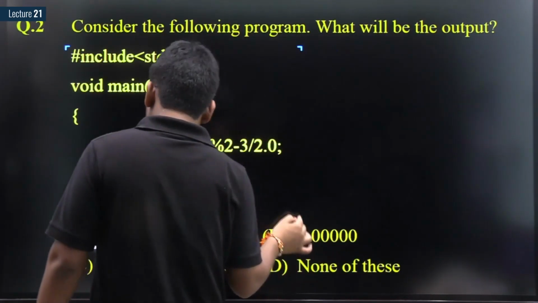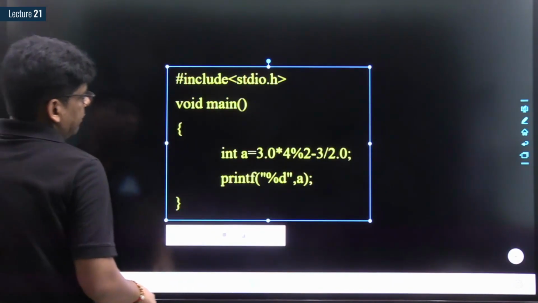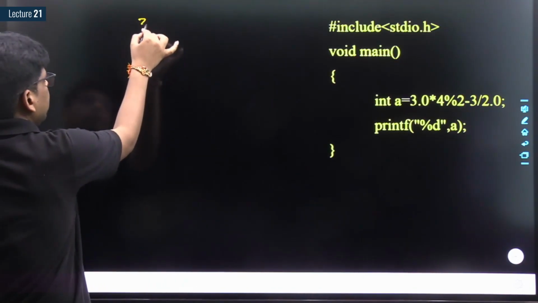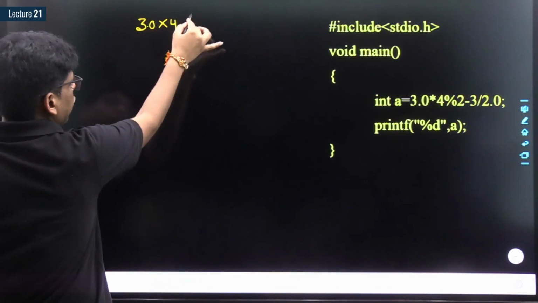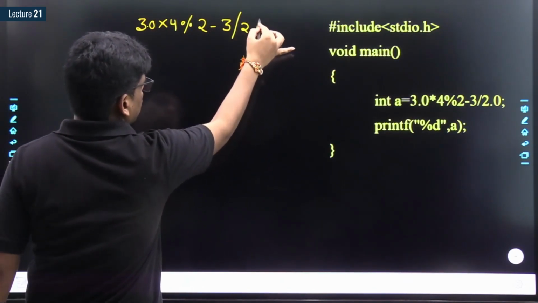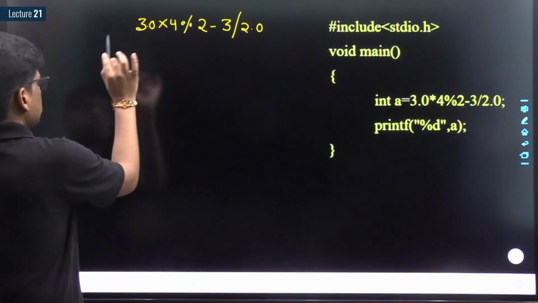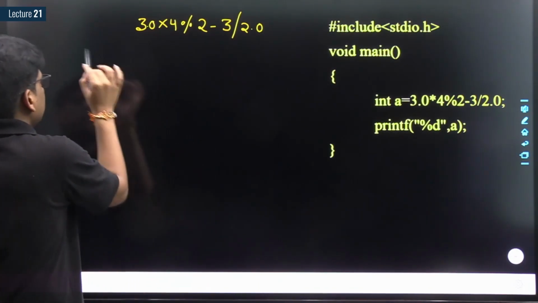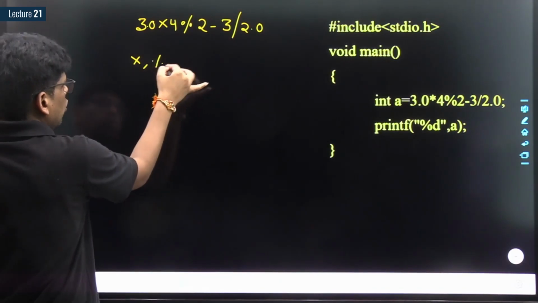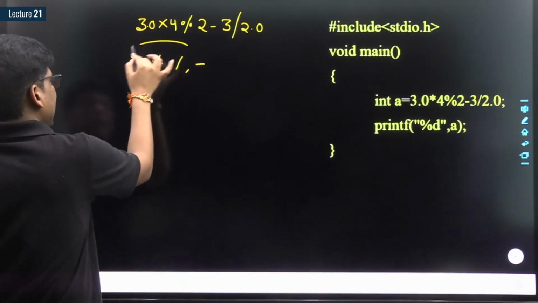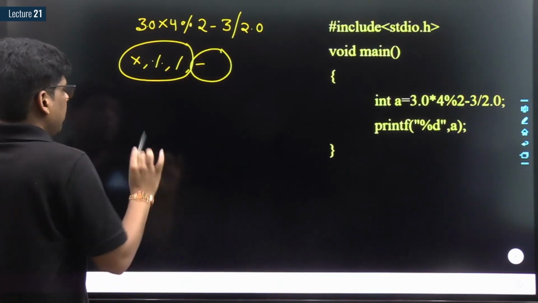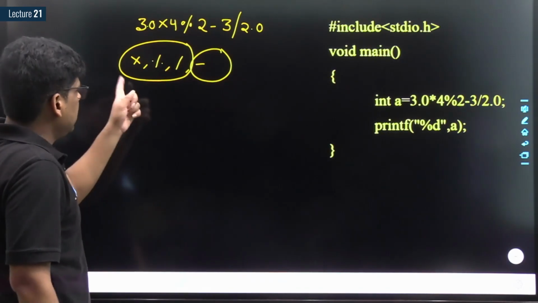Sir, again, this question is also based on operator concept. Okay, sir. We have 3.0 multiplied by 4 modulo 2 minus 3 divide 2.0. As a student, how will you solve it? Most of the students say multiply, modulo, divide, minus. Sir, the priority of these 3 operators is high and of this operator is low. Okay, but which one to evaluate first, multiply, modulo or divide?